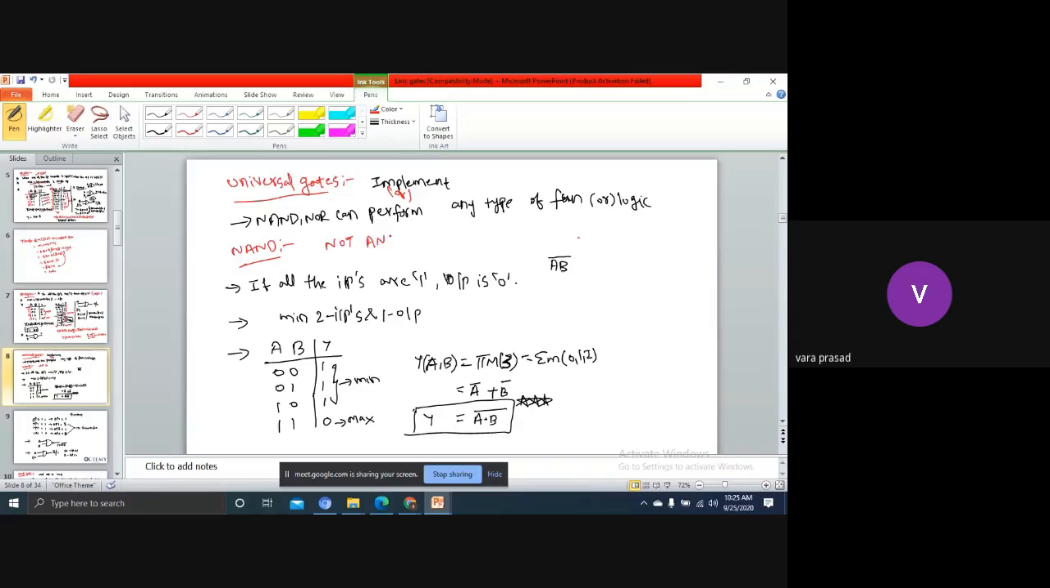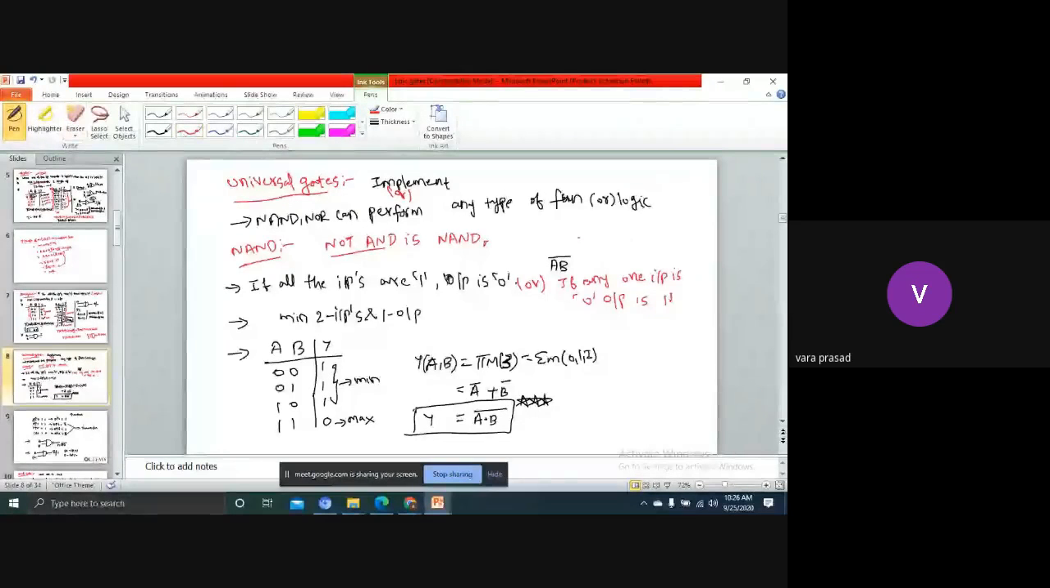Not AND is NAND. Okay, what did I say for AND? If all the inputs are 1, output is 1. Here it is reverse: if all the inputs are 1, output is 0. Or we can say it another way: if any one input is logic 0, output is logic 1. Two ways I can tell.